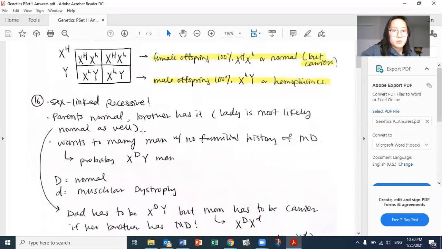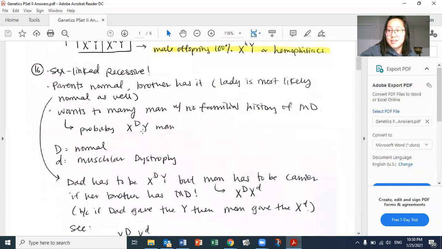Well, for number 16, we know again that it's sex-linked recessive because they told us, which is super nice. The parents are normal, but the brother has it. So that means the mom of this lady probably is a carrier, okay? The lady at hand is normal, we're assuming, based on what she's explaining, because she didn't say that she has it. So she wants to marry a man with no family history of muscular dystrophy. So the man probably has the normal dominant characteristic. So we use a capital D for normal and a lowercase d for muscular dystrophy. Okay, so this is what her intended husband's genotype is probably, or actually is, because he's normal. Sorry, it's not probably, it is.